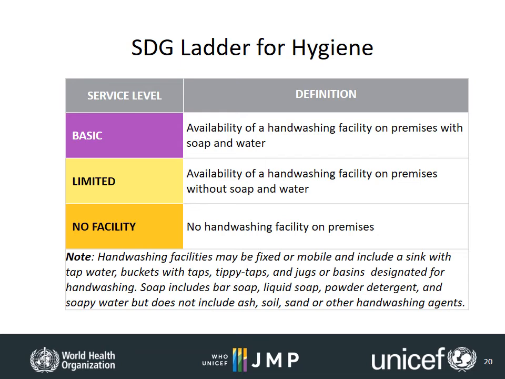It's important to note that handwashing facilities may be fixed or mobile, and this could include a sink with a tap or a bucket with a tap, tippy taps and jugs or basins designated for hand washing. The definition of soap includes bar soap, liquid soap, powder detergent and soapy water, but it doesn't include ash, soil, sand or other traditional hand washing agents, which are counted as a limited service.